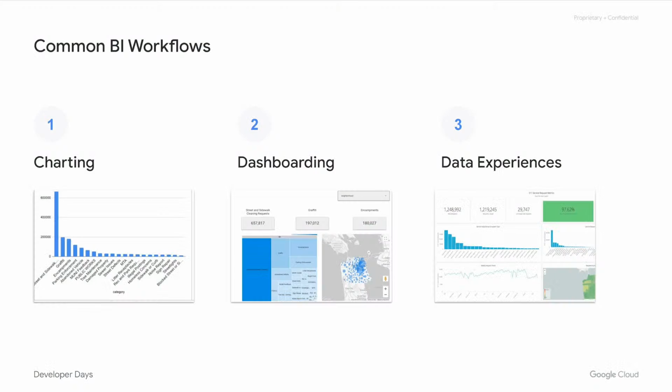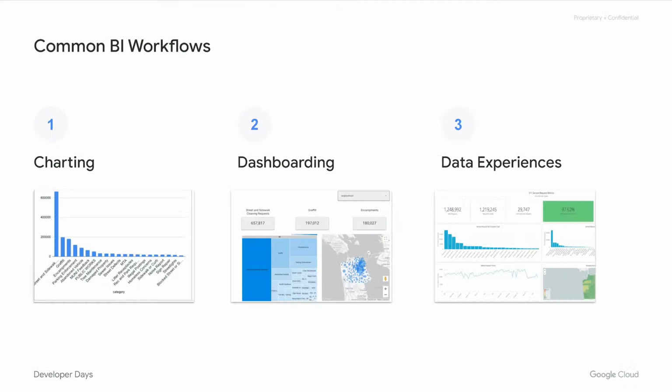So let's start with an introduction, and I want to take a look at the common BI workflows. To me, there are three of them. The first one is charting. Charting creates one-off static visualizations that are intended for a non-repeated analysis. Usually this is done to help someone better understand or quickly understand a spreadsheet of data they were just given in a visual format. Now, the second is dashboarding.